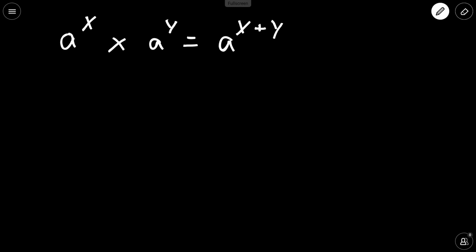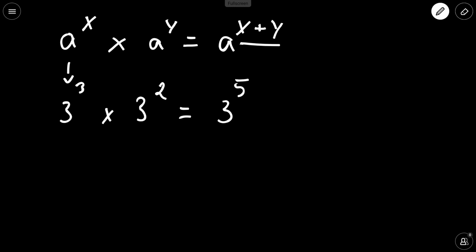How does that work? Let me give you an example. Let's say we have 3 to the power of 3 times 3 to the power of 2. If we just follow our law here, x plus y, so 3 plus 2, that just gives us 3 to the power of 5. Why does that work? Let's quickly have a look at that.